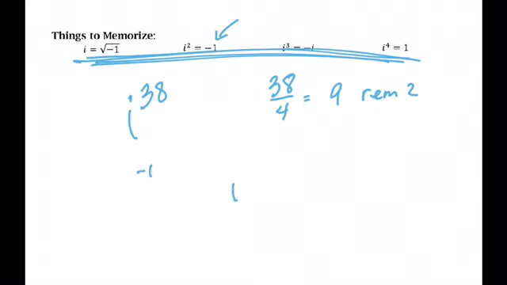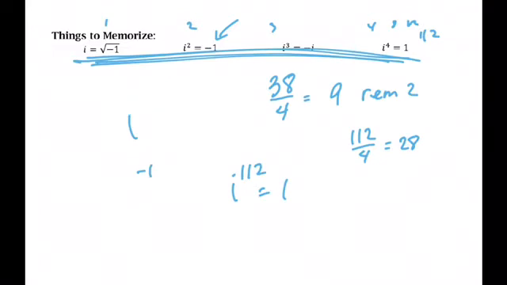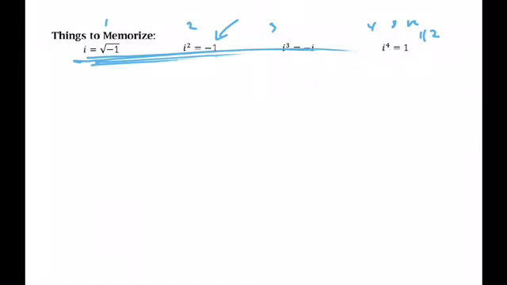And if I say i to the 112, 112 divided by 4 goes in evenly, so I know it goes in 28 full cycles. So we're going to go 1, 2, 3, 4, 5, 6, 7, 8, 9, 10, 11, 12. So we're going to end here on 112, and so that's going to be equal to 1. And so you can figure out any i to any power because of that cycle of 4.